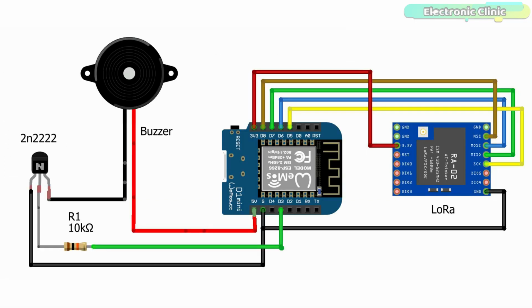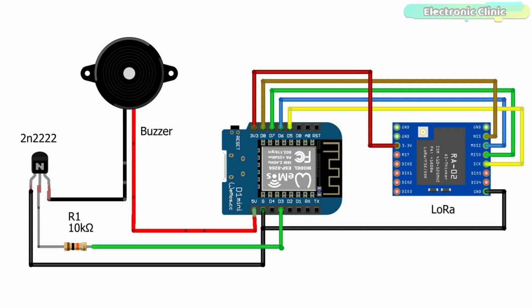The MISO pin of the LoRa SX1278 module is connected with the D6 pin of the ESP8266 mini Wi-Fi module. The MOSI pin of the LoRa module is connected with the D7 pin. The SCK pin is connected with pin D5, and the NSS pin of the LoRa SX1278 transceiver module is connected with pin D8, while the VCC and ground pins of the LoRa module are connected with 3.3V and ground pins of the ESP8266 Wi-Fi module.